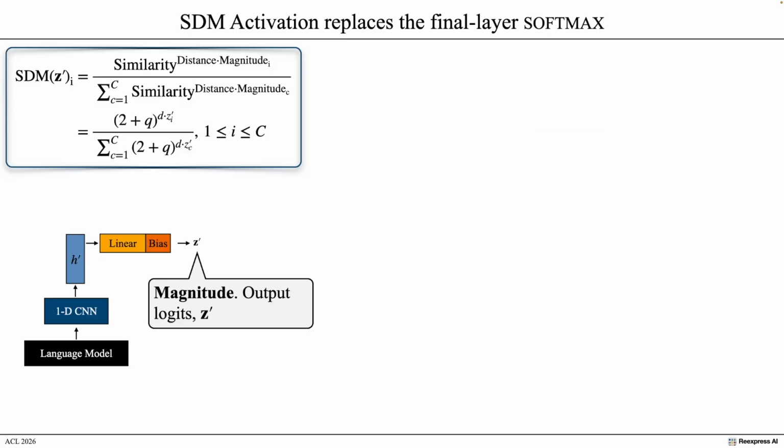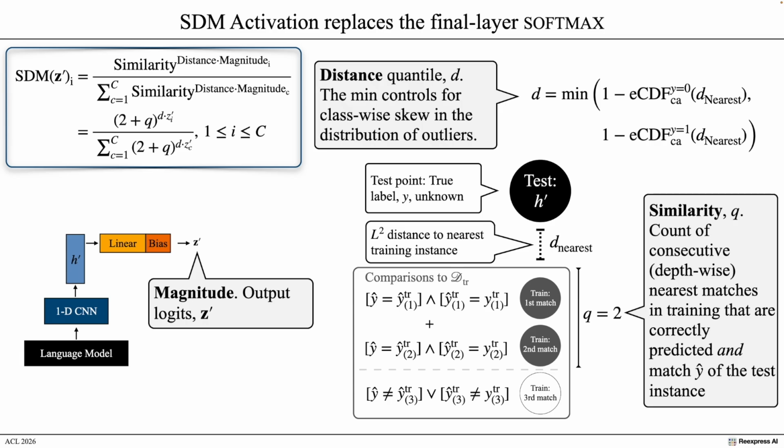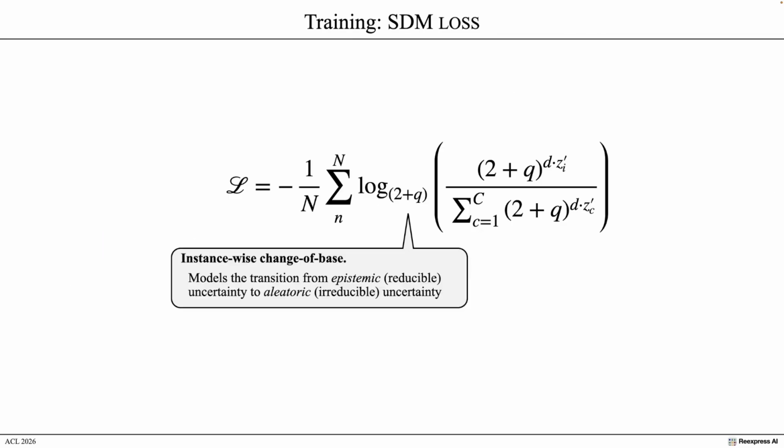Magnitude will be the standard output logits of the model. We normalize the L2 distance to the first match in training via the class-wise empirical CDFs, where the min controls for class-wise skew in the distribution of outliers. D is a quantile, so a higher D corresponds to a closer L2 distance. Finally, the similarity accounts for depth-wise nearest matches in training that are correctly predicted and match the prediction of the test instance. A loss analogous to the standard cross-entropy loss then follows with a corresponding instance-wise change of base. In this way, for example, as the similarity increases, the penalty for wrong predictions against the labeled ground truth is reduced in relative terms, other things being equal.